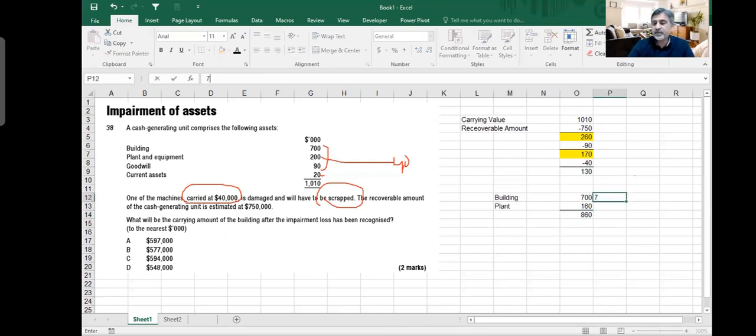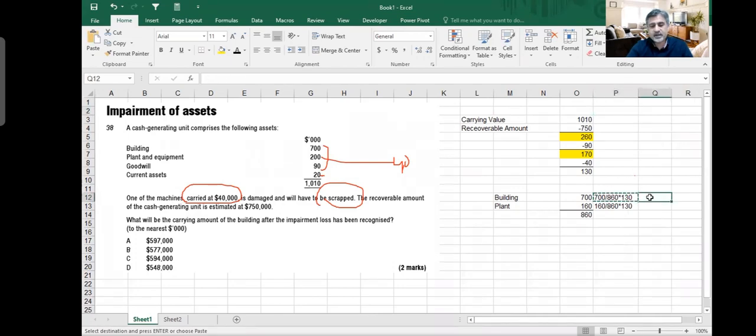So I will use the formula 700 divided by 860 multiplied by 130. So I'm taking a proportion. Here I would say 160 divided by 860 multiplied by 130. So when I copy paste this formula here, I get 105 impairment here, and here the impairment is 24.